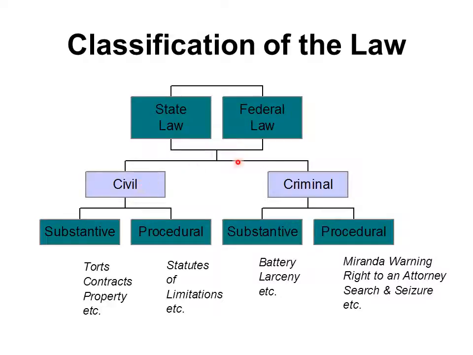In both the civil and the criminal strains, we have substantive and procedural law. As you can see, criminal, substantive, and procedural. Below each of these blocks, they give some examples of what substantive law is in the civil law area of classification. Torts, contracts, property, etc. There are a lot of areas that we consider substantive law. It's really the law itself.